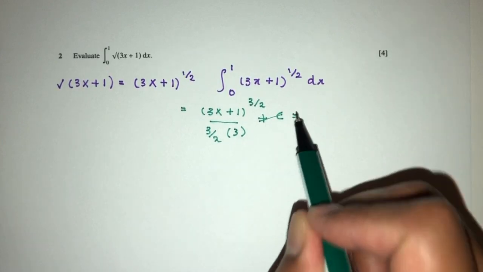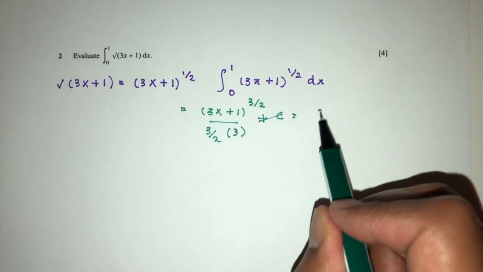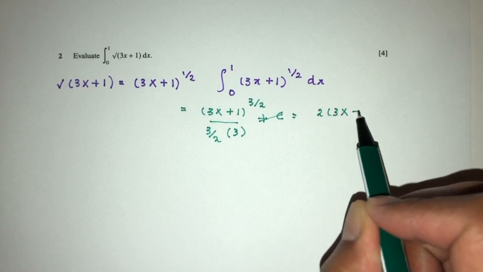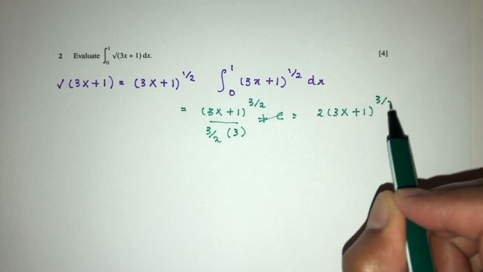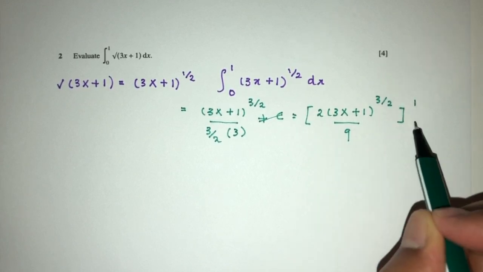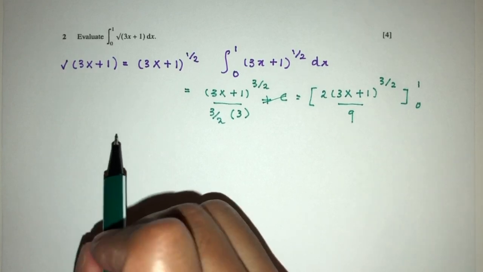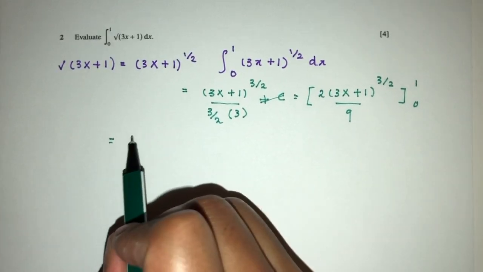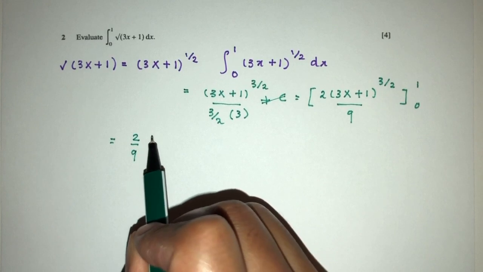And let's simplify this. That will be what? That will be 2 over 9, times 3x plus 1 to the power 3 over 2, and the limits are 0 to 1. Now step by step, I can take out the 2 over 9 and have it outside, and the inside I can solve.